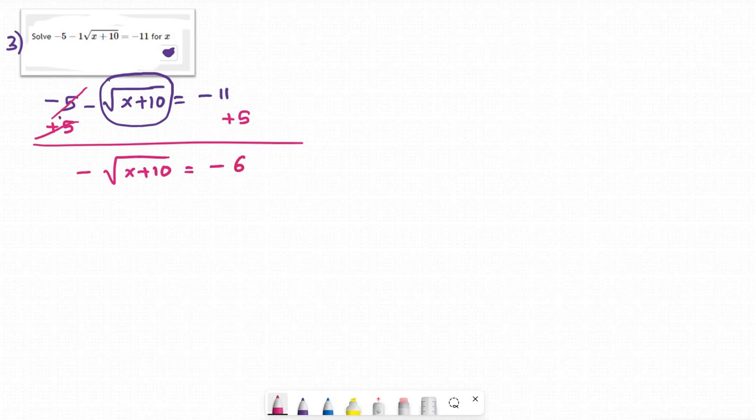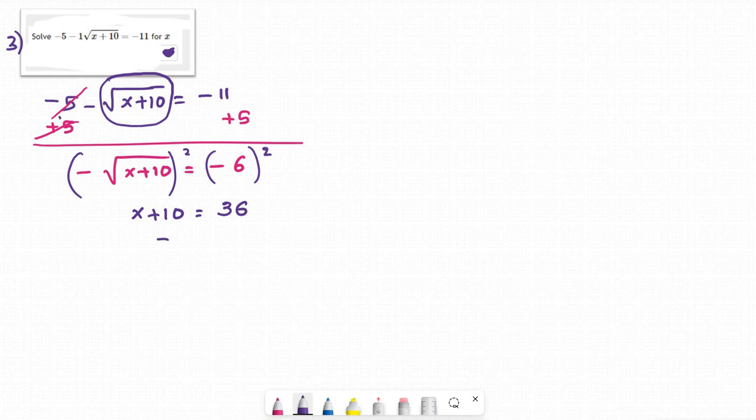Now it is a square root on one side, and the other side is a rational number. So we can eliminate the radical from here. So how to eliminate the radical? Yes, it is squaring. So we want to square both sides. When we square a negative number, it automatically becomes positive, and the radical sign disappears. So it will become x plus 10 equal to negative 6 squared, negative 6 times negative 6, that is 36.